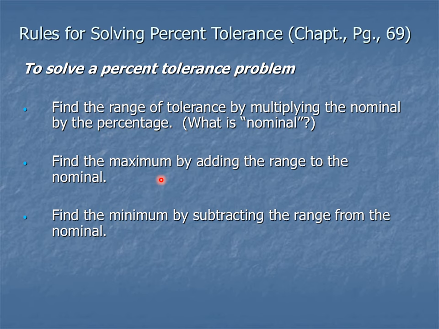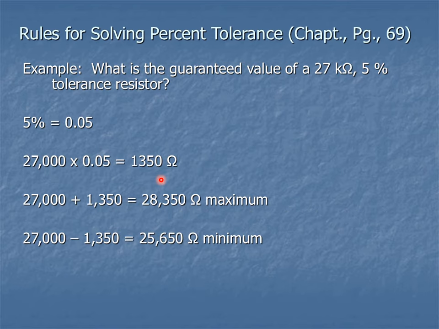So there is something written, and you have to find the maximum it can tolerate and the minimum it can tolerate, just based on the 5% information you are given, right? Now let's look at an example here. Let's say, what is the guaranteed value of a 27 kilo ohm resistor which has a 5% tolerance.